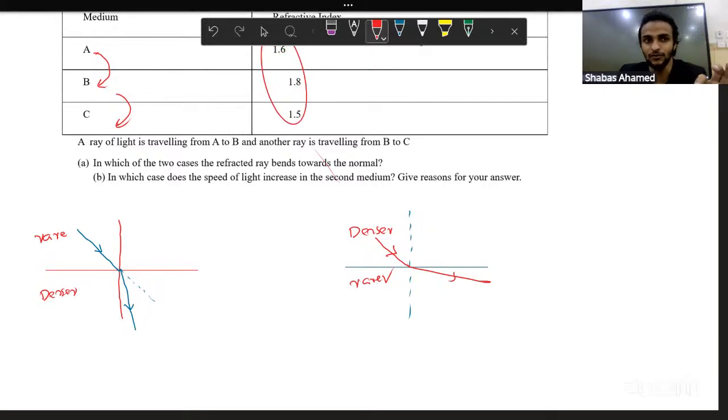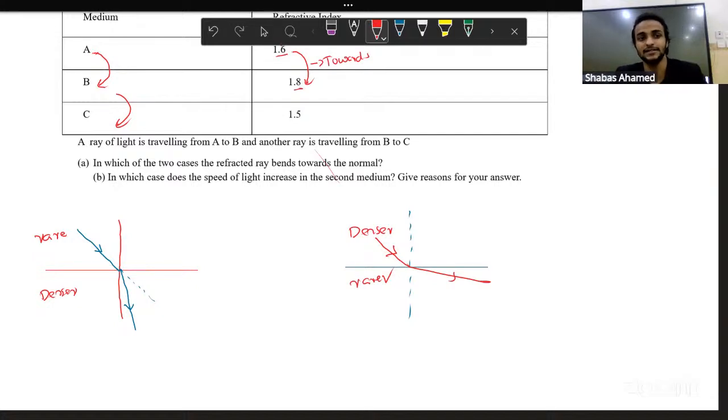So in this case, we can see two transitions, right? In the first case, the light ray is traveling from A to B, that is from 1.6 to 1.8. That is, light is traveling from a rarer medium to a denser medium. That means the bending will be towards the normal, right? Because it is traveling from a rarer medium to a denser medium.